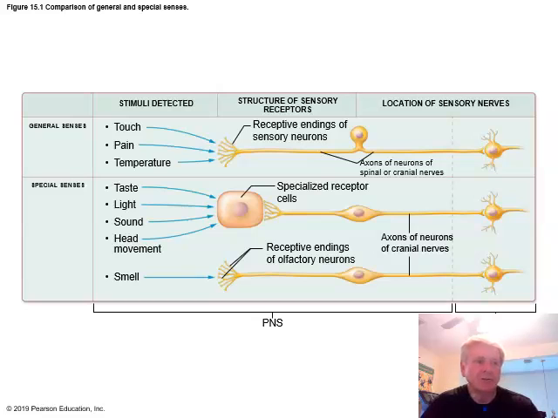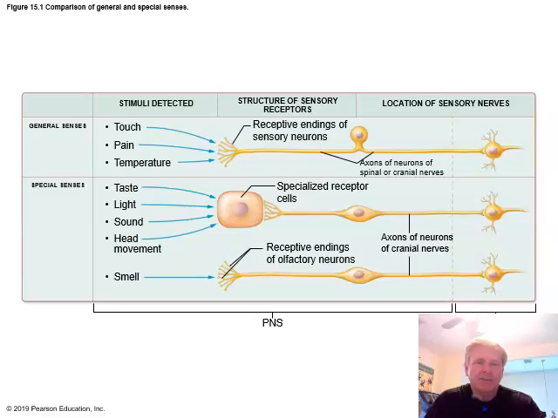these refer to neurons that detect light, chemicals, and sound that are present in our environment, and then convert or transduce those stimuli into an electrical signal. As you can see in this figure: taste, light, sound, head movement, and smell. These are your 5 special senses. 4 of them, taste, light, sound, and head movement, are detected by special receptor cells.